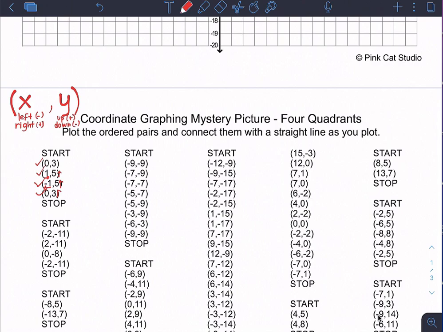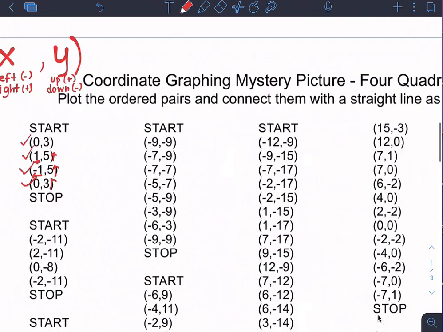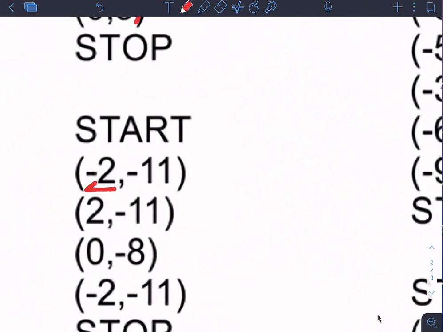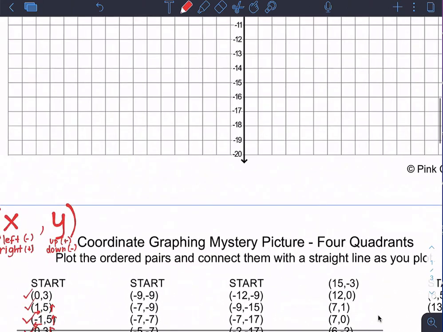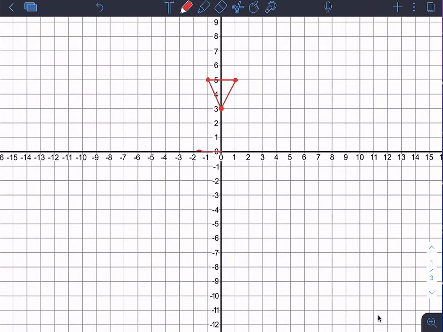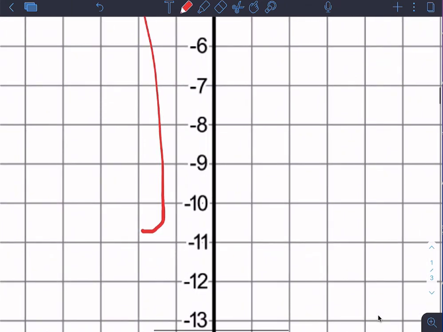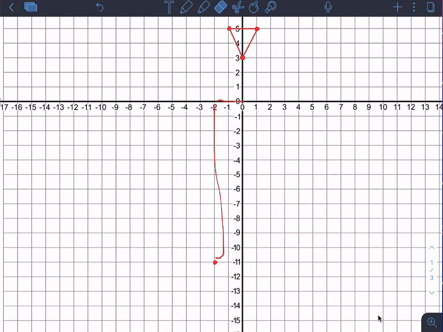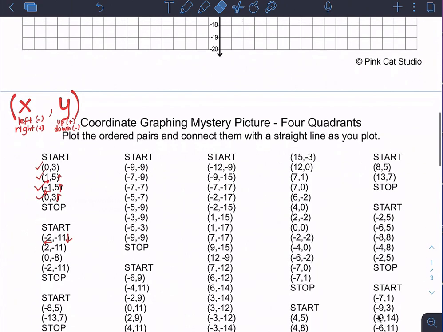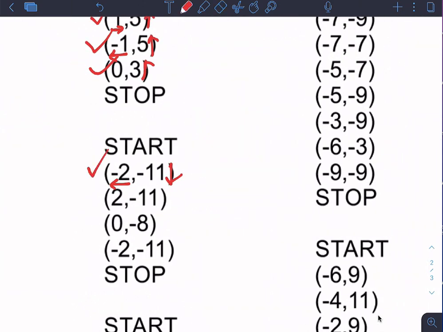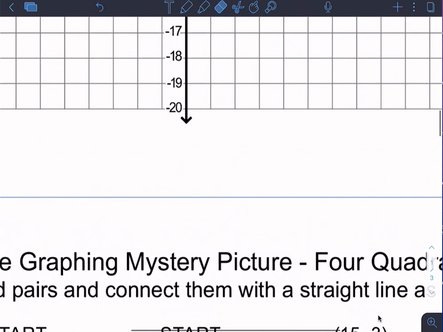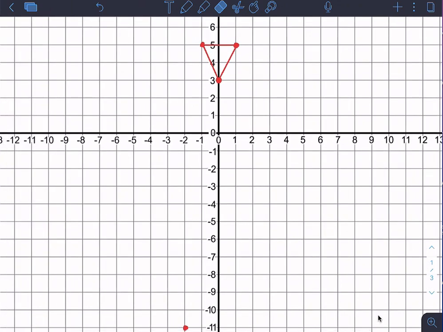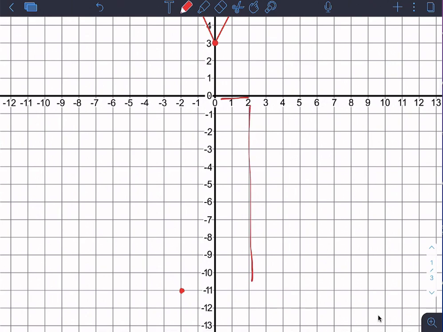This means I have to stop connecting to the next one, and I'm going to start a new shape. So this one tells me I'm going to the left 2 and down 11, because we have negative and negative. To the left 2, so 2 in the x, and down 11. And I have plotted my point. Now I'm going to the right 2 and down 11. To the right 2 and down from there.